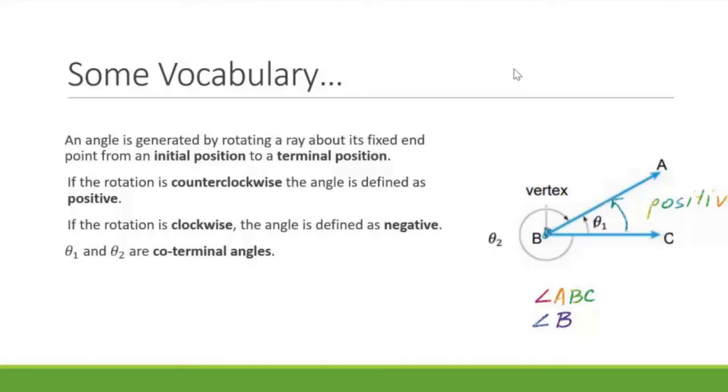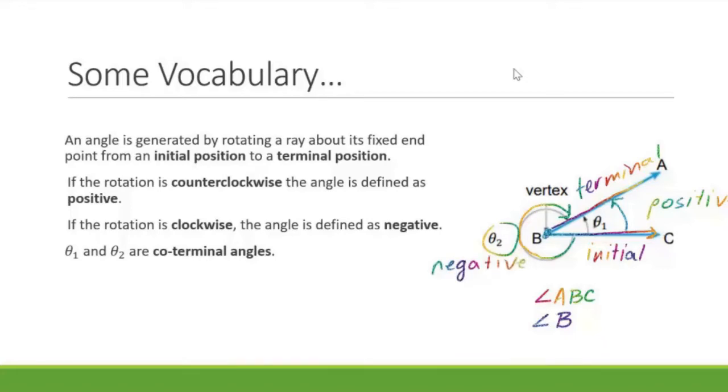If we're moving from the initial side, BC, so there are some new words for you, this is the initial side of the angle, to the terminal side, BA, this is the terminal side of the angle. If we're moving in a clockwise fashion, as we are for what's labeled here as theta 2, we're going to give that angle a negative value.